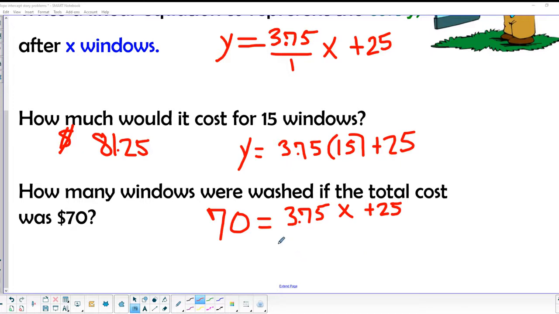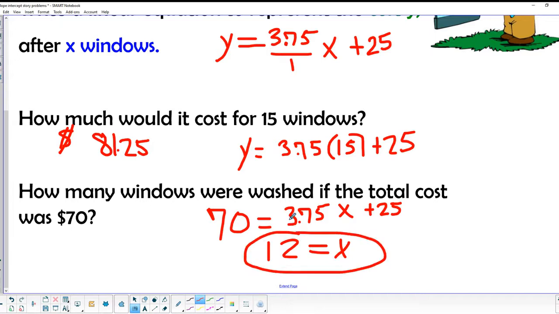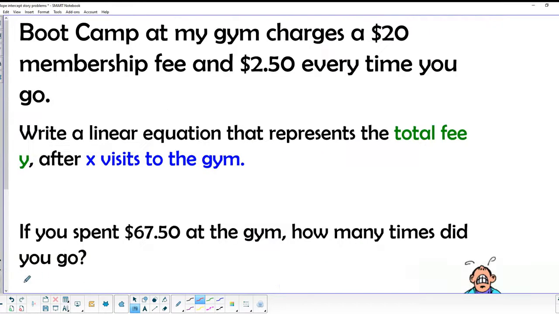And so then we are going to end up with x equals 12. So if we can get 12 windows washed for $70. All right, let's try another one. Boot camp at my gym charges a $20 membership fee and $2.50 for every time you go. So let's write a linear equation that represents the total fee y after x visits to the gym.